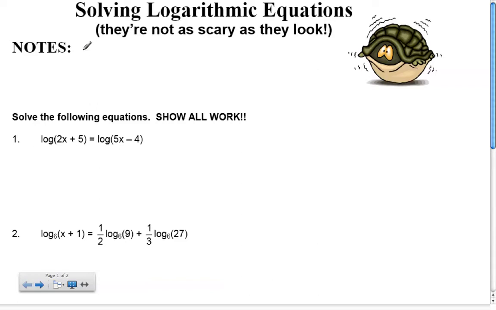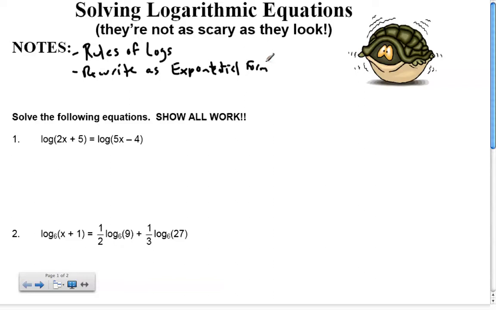The things that you're going to need to know in order to do this: you need to know your rules of logs. So that's the product rule, the quotient rule, and the power rule. Okay? You're going to need to know how to rewrite as an exponential function, and exponential form. My spelling is awesome.